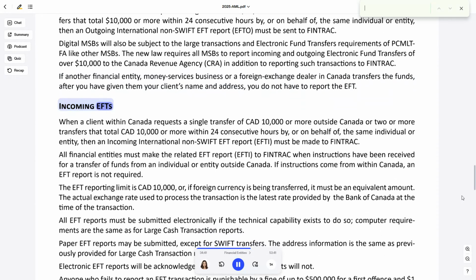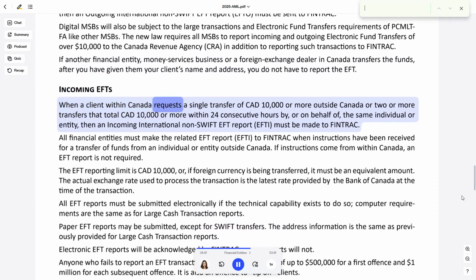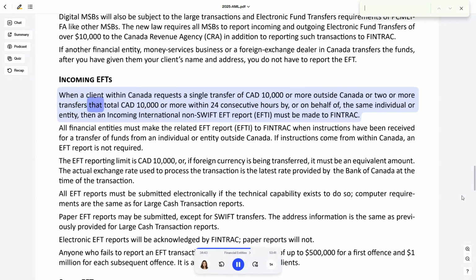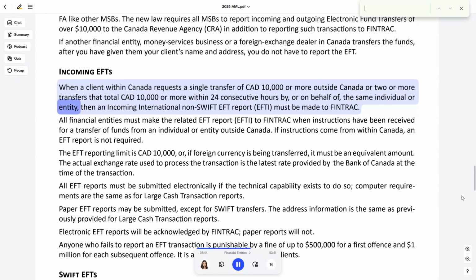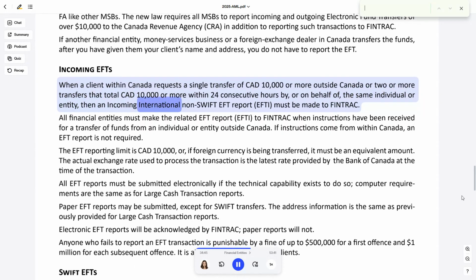Incoming EFTs. When a client within Canada requests a single transfer of CAD 10,000 or more outside Canada, or 2 or more transfers that total CAD 10,000 or more within 24 consecutive hours by, or on behalf of, the same individual or entity, then an incoming international non-SWIFT EFT report (EFTI) must be made to FINTRAC.